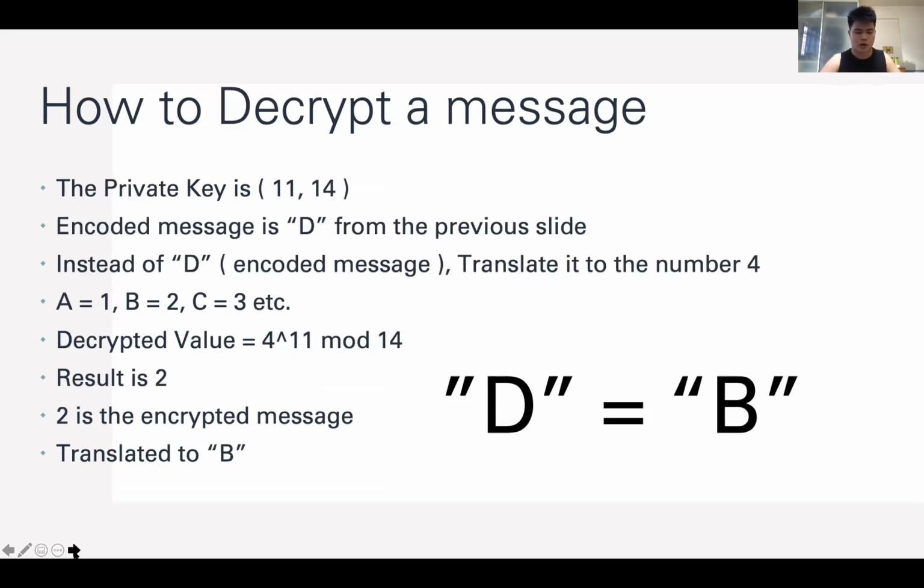Now let's learn how to decrypt a message. We can decrypt the encrypted message, which is D. Now that D translates to 4, we can use the number 4, substituting the numbers into the formula, which gives us 4 to the power of 11 mod 14. The result is 2, which translates to B. And there you have it. We have successfully encrypted a plain text message using the public key and decrypted the ciphertext using the private key.